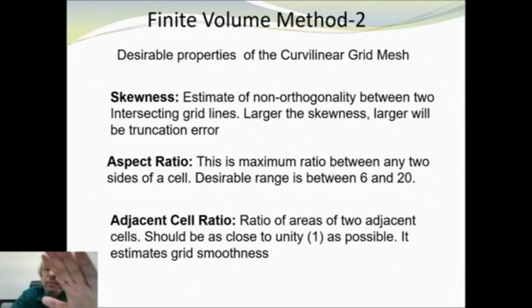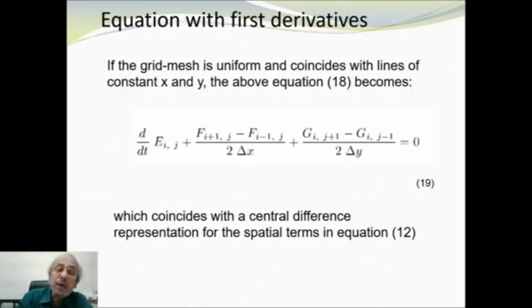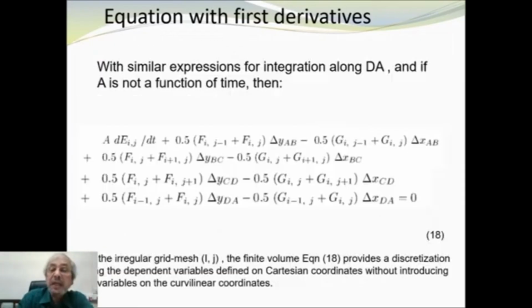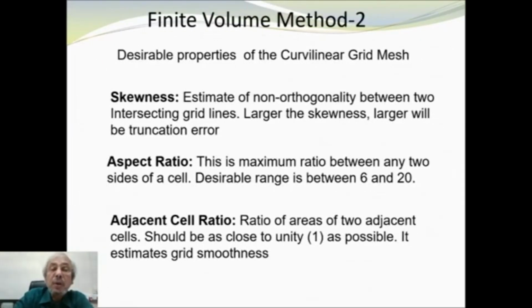Now, if we follow these guidelines while generating grids, then grid properties will be such that the finite volume method will be applicable with more accuracy. Inherently, accuracy will be enhanced because of these properties of the grid. So we will stop here today, and we will take up some more aspects of the finite volume method in the next class. Thank you very much.